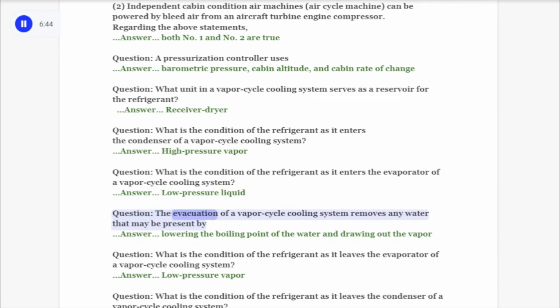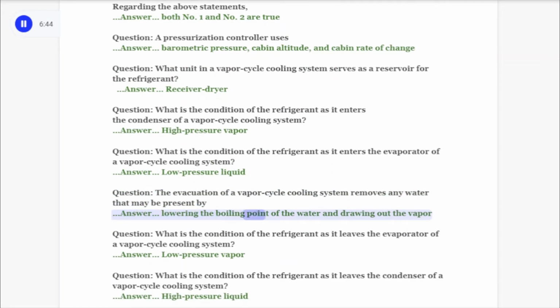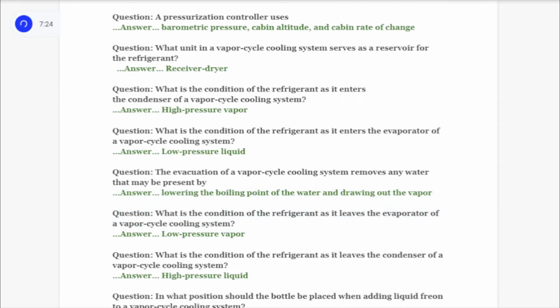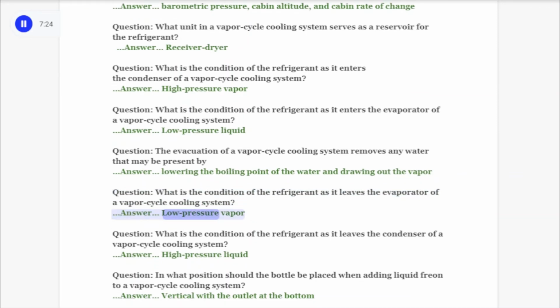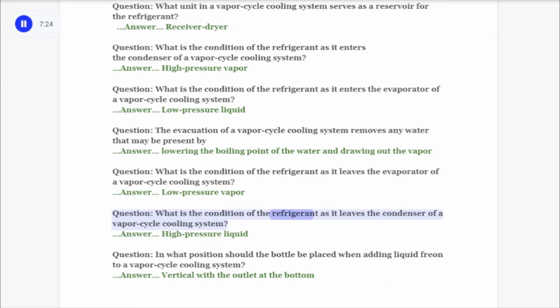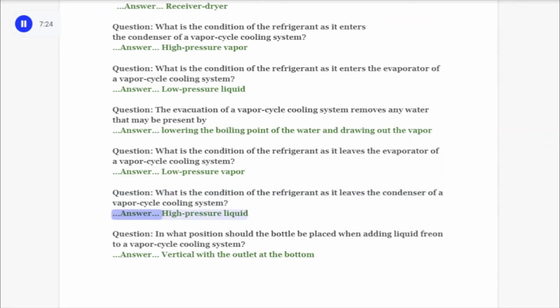Question: The evacuation of a vapor cycle cooling system removes any water that may be present by. Answer: lowering the boiling point of the water and drawing out the vapor. Question: What is the condition of the refrigerant as it leaves the evaporator of a vapor cycle cooling system? Answer: Low pressure vapor. Question: What is the condition of the refrigerant as it leaves the condenser of a vapor cycle cooling system? Answer: High pressure liquid.